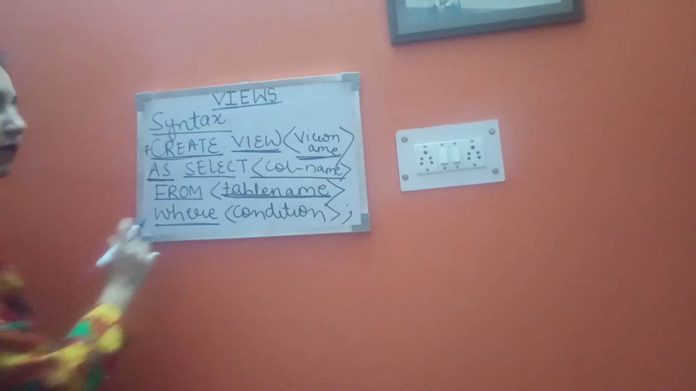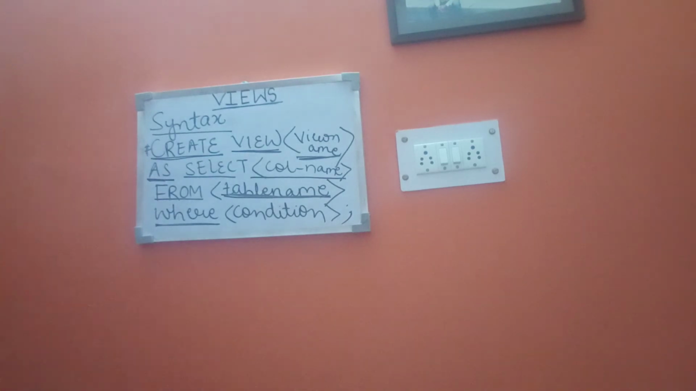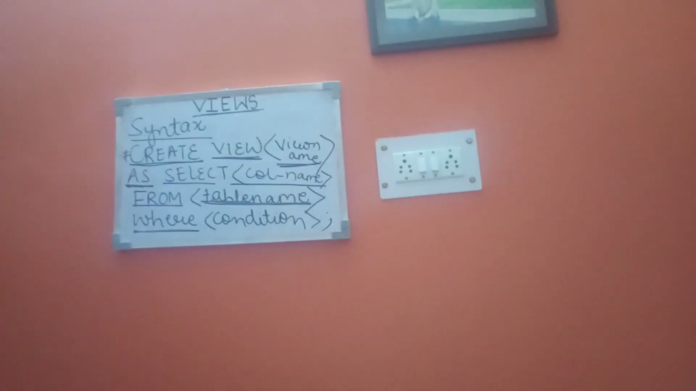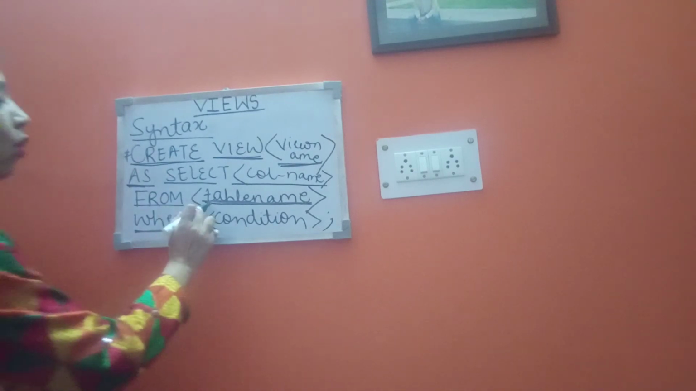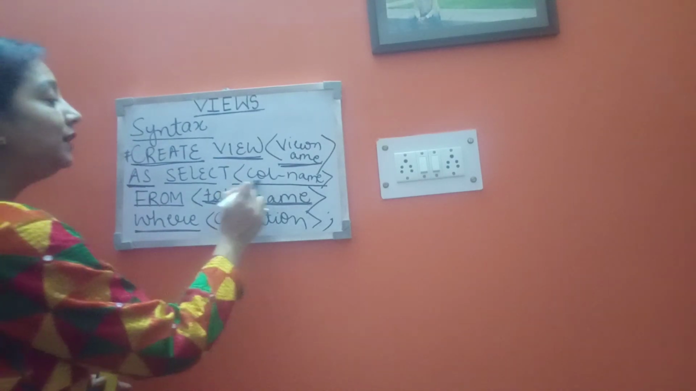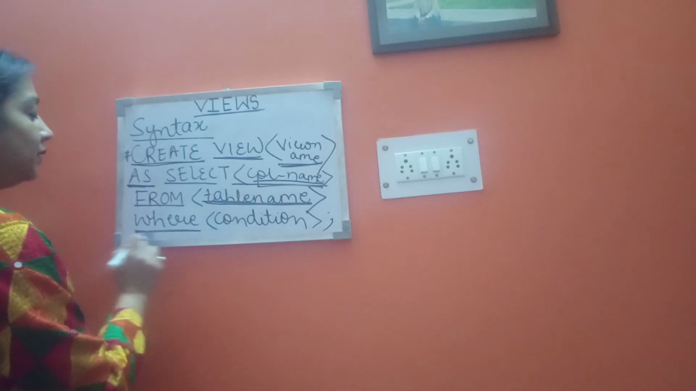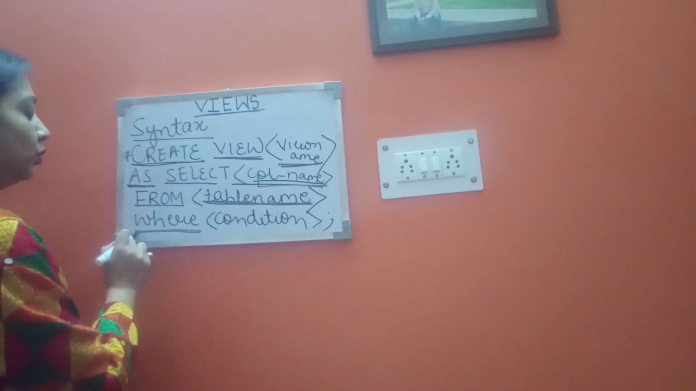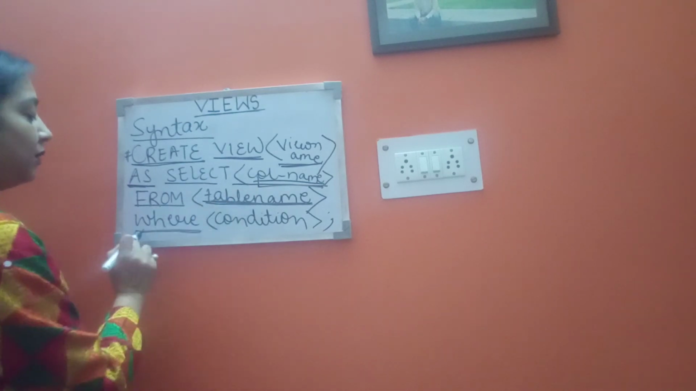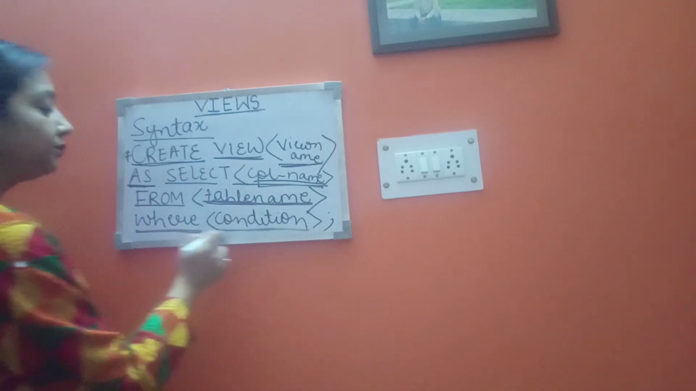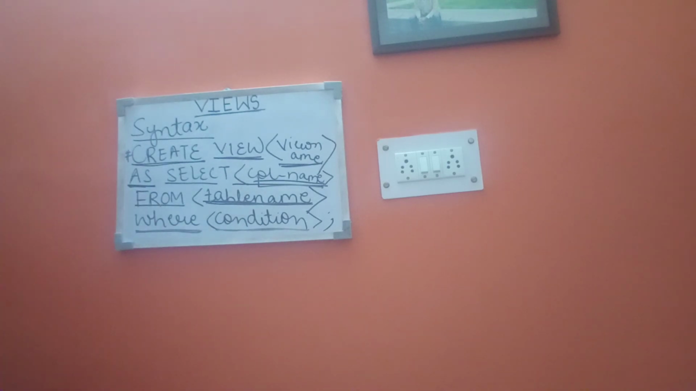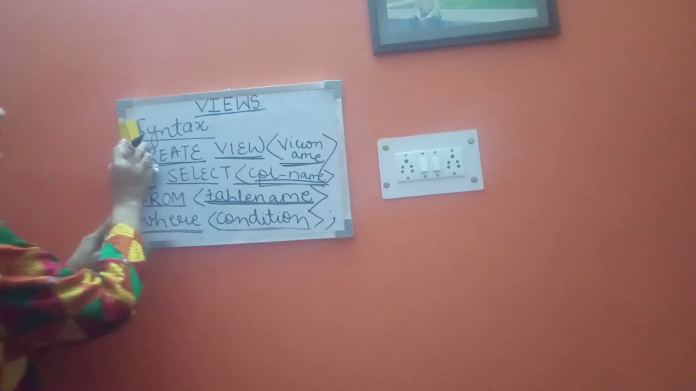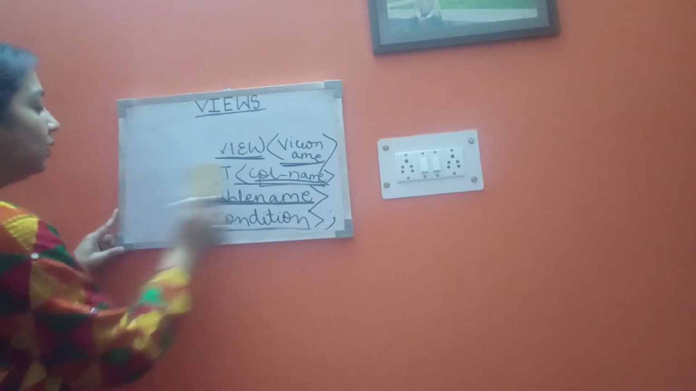And the where condition, as we know, is used for filtering the information, because obviously we do not want to see all the contents of the table, only these specific columns. So this condition will be able to filter this information from the table. Where condition. So this is how we create a view. This was the syntax to create a view.